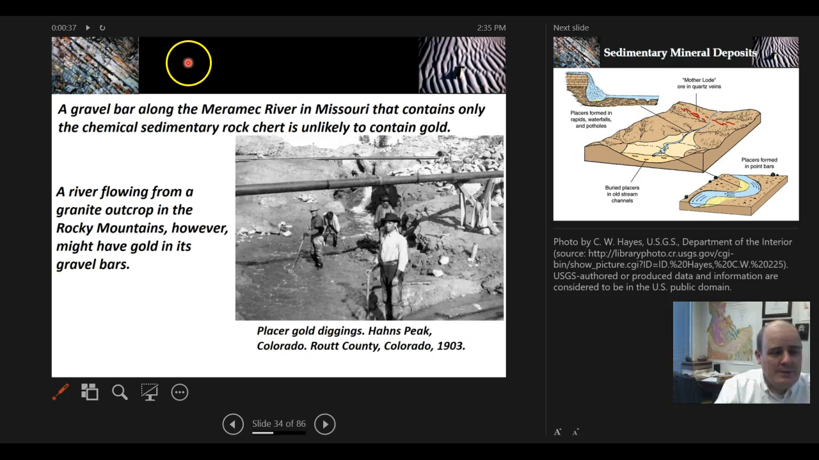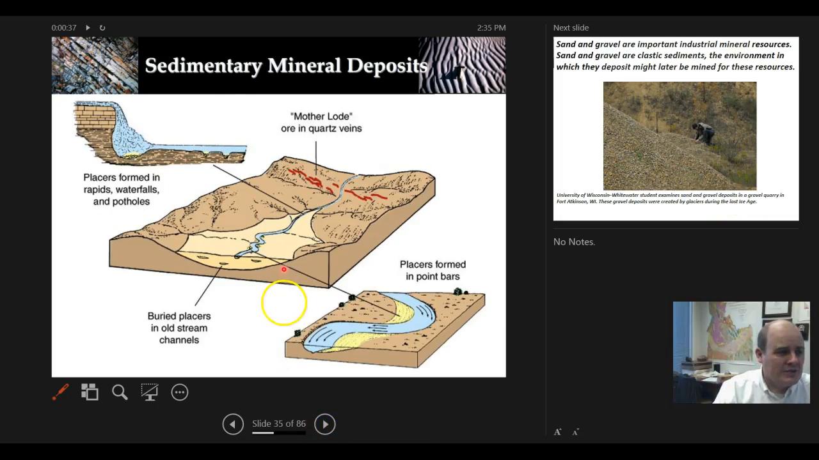So upstream is the granite, where the gold can originate from, and come downstream. Now I could go mine it in the granite, but remember, granite, that ore or that gold has to be concentrated. So the sedimentary processes can now concentrate that gold downstream. So it can concentrate it in the gravels there.